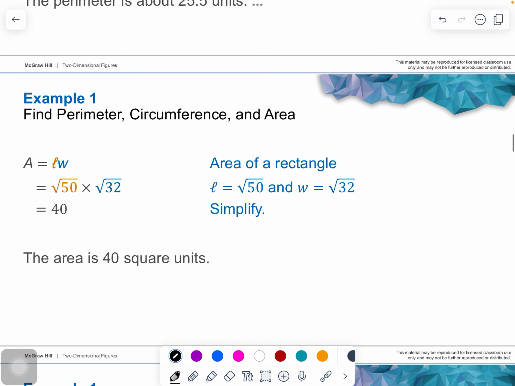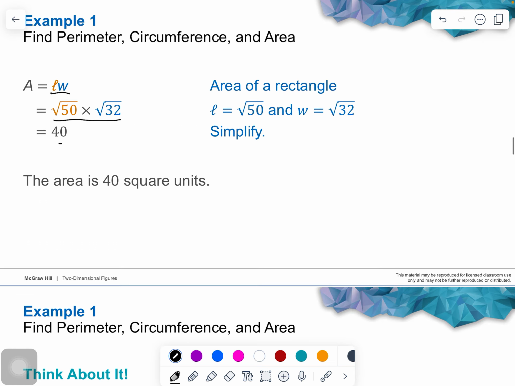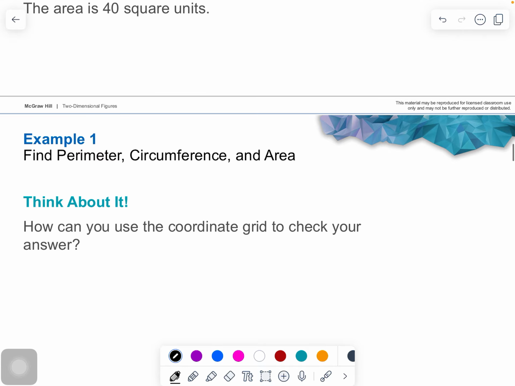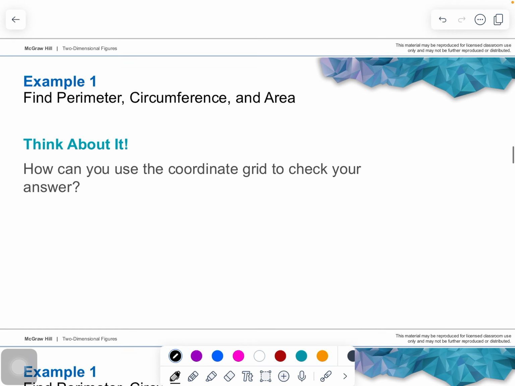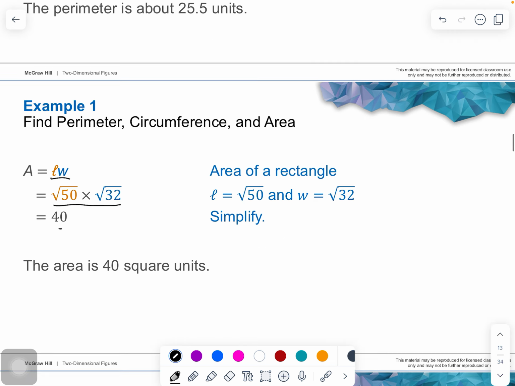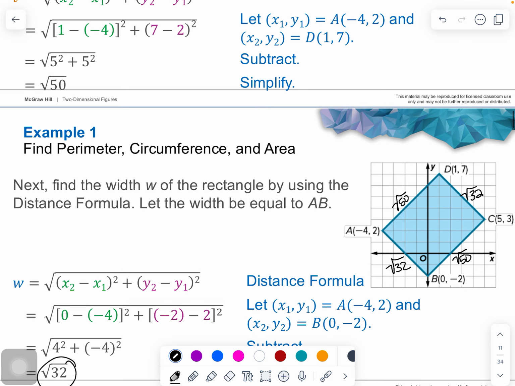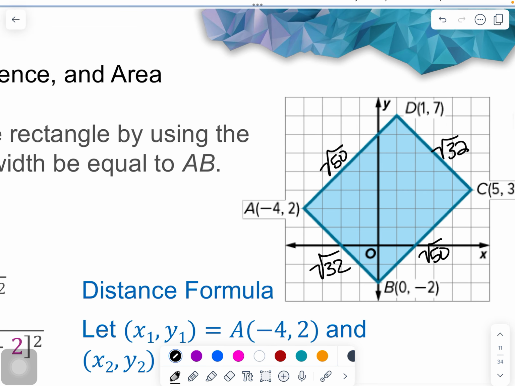All right, and then they did area, length times width, put them together, and they got 40. The area is 40 square units. Okay. And they asked, how could you use the coordinate grid to check your answer? Could you go up here and kind of count out? You kind of count out 1, 2, 3, 4, 5, 6, 7, 8, 9, 12, 13.